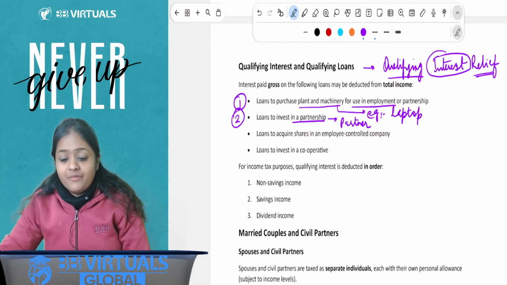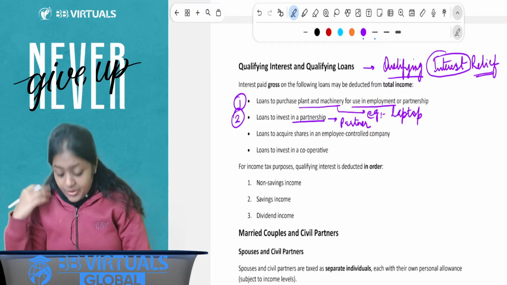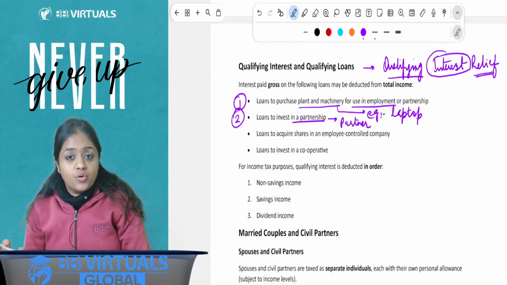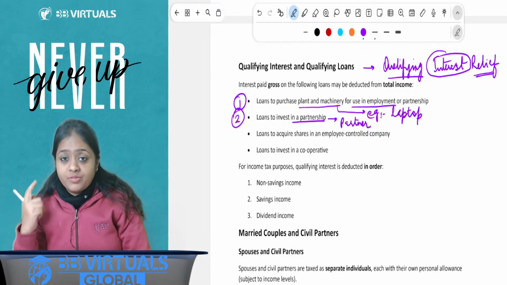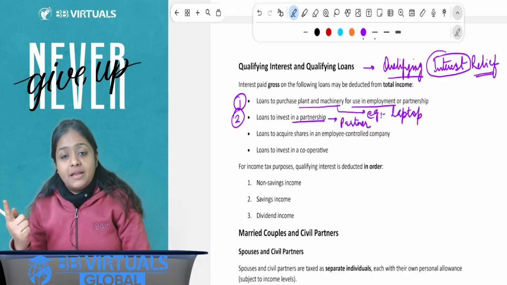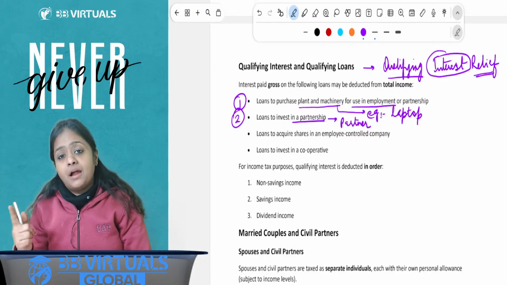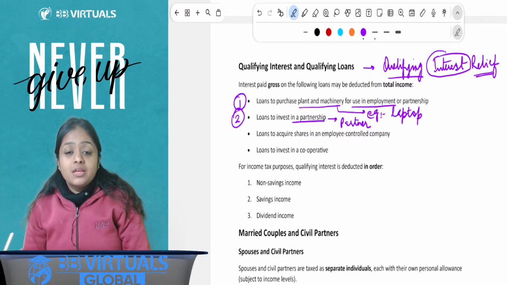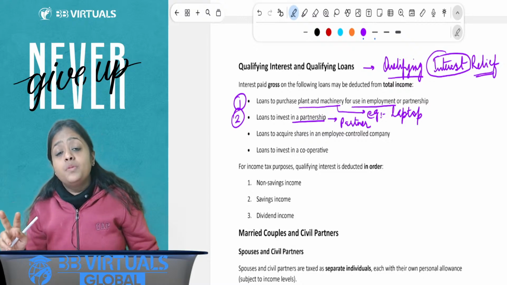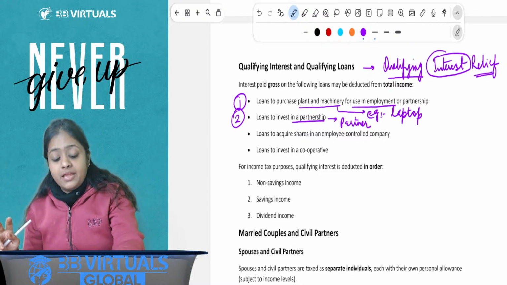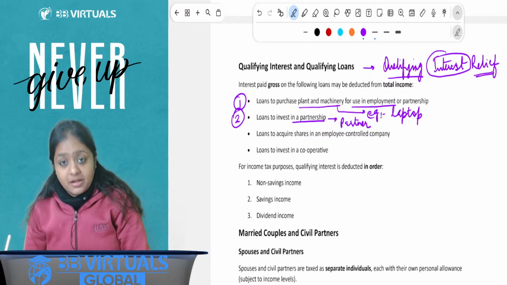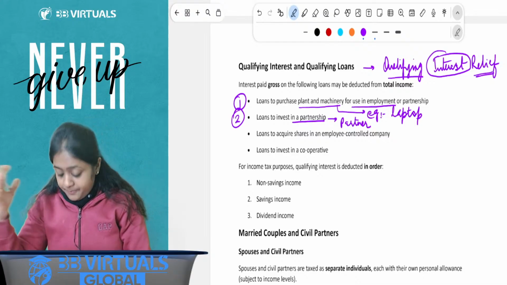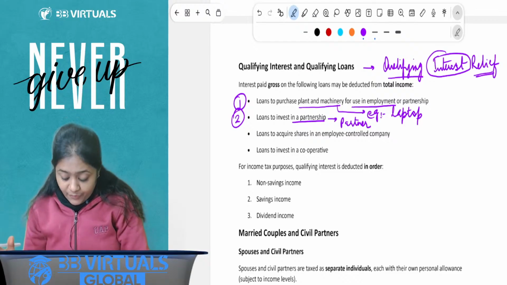Yes. So I hope we are very clear with this, and we have got an understanding of the first two points. That is essentially what a qualifying loan is. A qualifying loan is a loan which is taken by the employee to buy plant and machinery for use in his employment, or by a partner to buy plant and machinery to be used in his partnership business. Then second, when a loan is taken by a partner to invest in his partnership business, where the purpose is to invest into the partnership as a capital introduction, then we call it a qualifying loan.